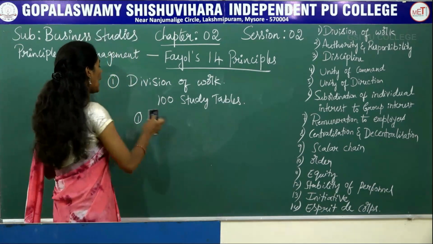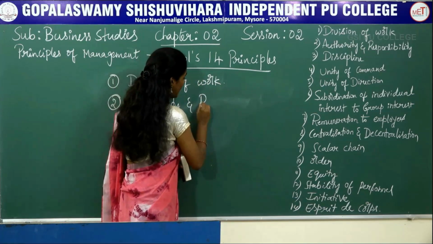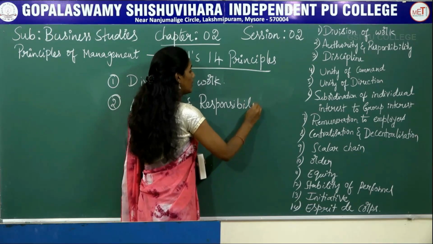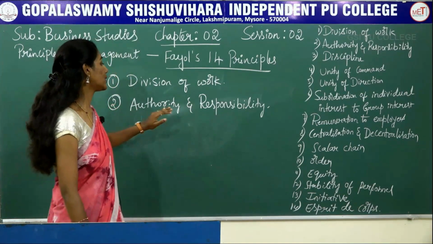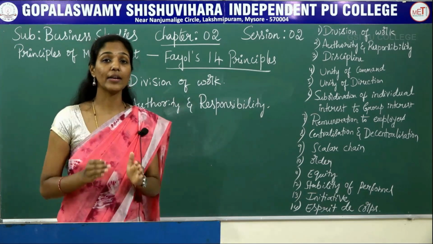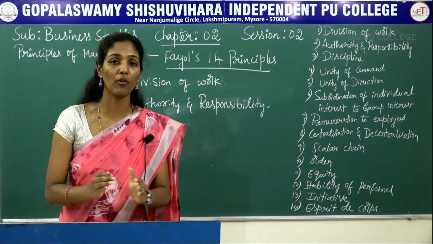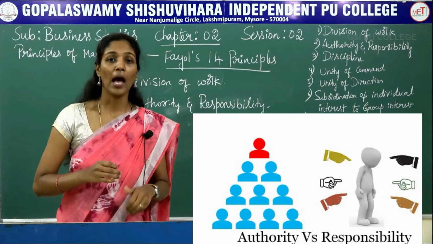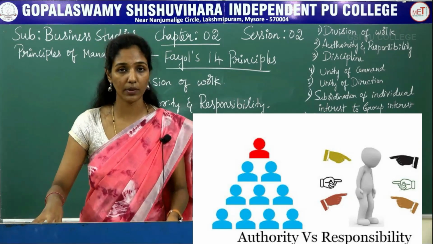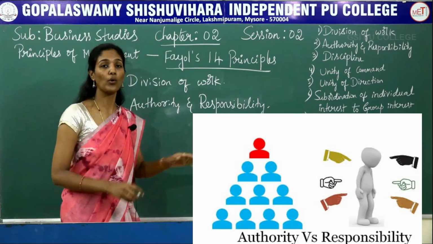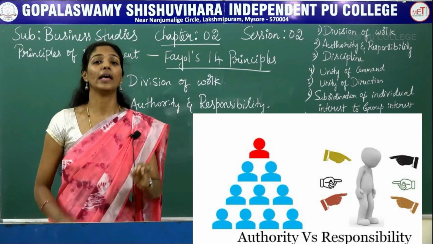The next is authority and responsibility. First you need to understand the meaning of authority and responsibility. Authority is the right, the power to take decisions and receive obedience from subordinates. On the other hand, responsibility means the obligation of a person to perform the duties or tasks assigned to him. When a particular individual is given a particular work, he is made responsible for the result. And this is possible only when he is given sufficient authority to discharge his responsibility.